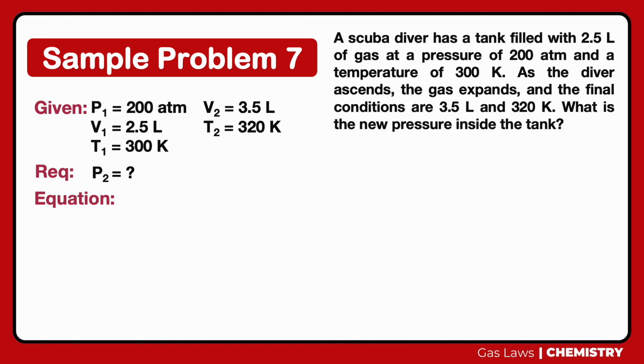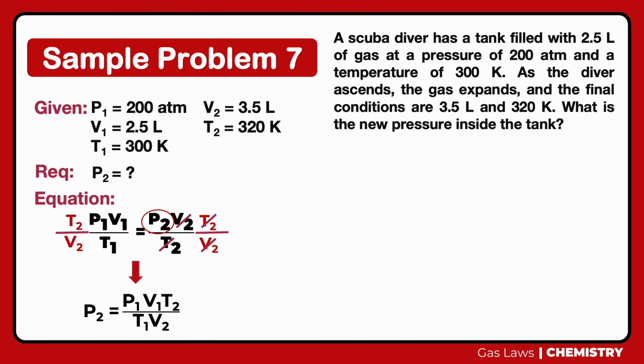We derive the formula for P sub 2. P sub 1 times V sub 1 over T sub 1 equals P sub 2 times V sub 2 over T sub 2. We first multiply both sides of the equation by T sub 2 and divide both sides by V sub 2. So we can get the equation P sub 2 equals P sub 1 V sub 1 times T sub 2 all over T sub 1 times V sub 2.